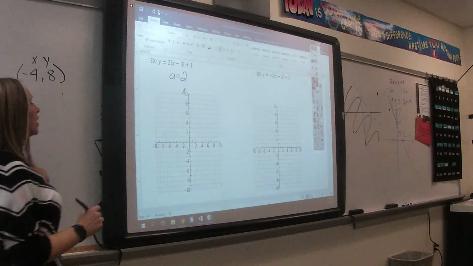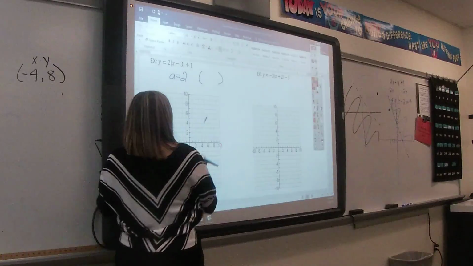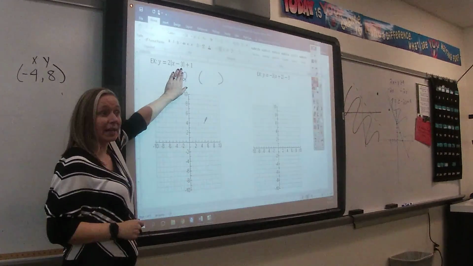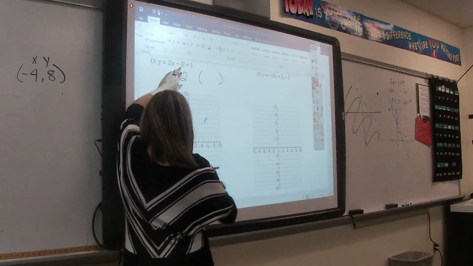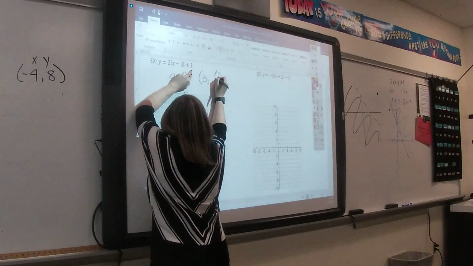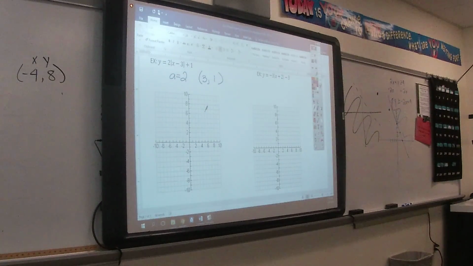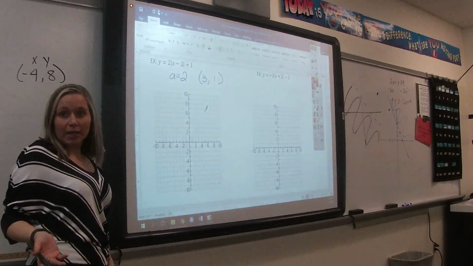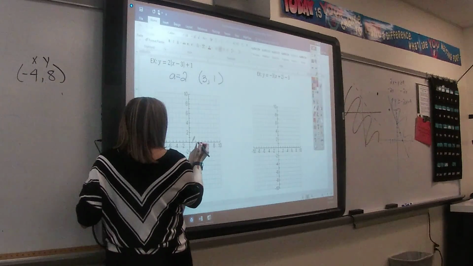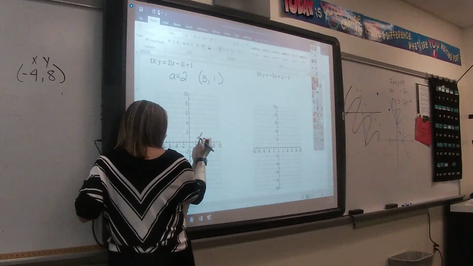Okay, and then what is our starting point going to be? Okay, so here's our first one. We're making it positive because we are taking the opposite sign. So it looks negative, so we're going to write it as a positive. Positive 1. And then, very similar to point slope form, which one do we think we're going to graph or plot first? 3 comma 1, right? We're going to plot the ordered pair 3, comma 1.